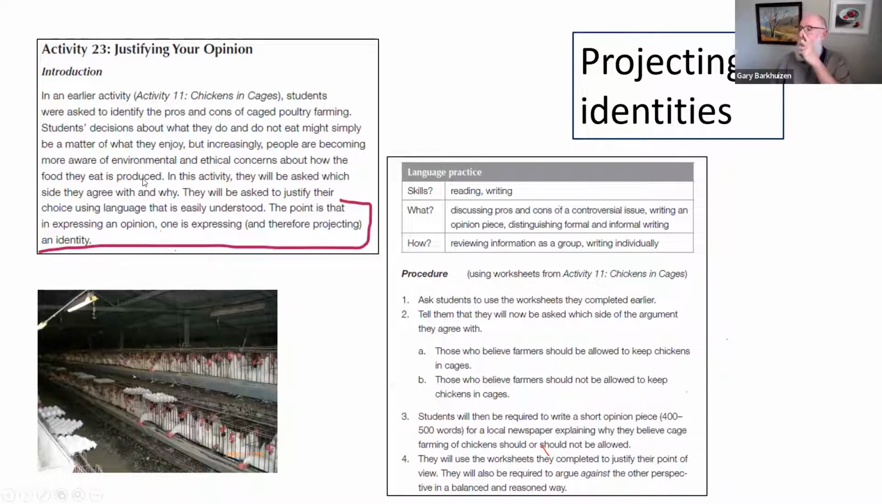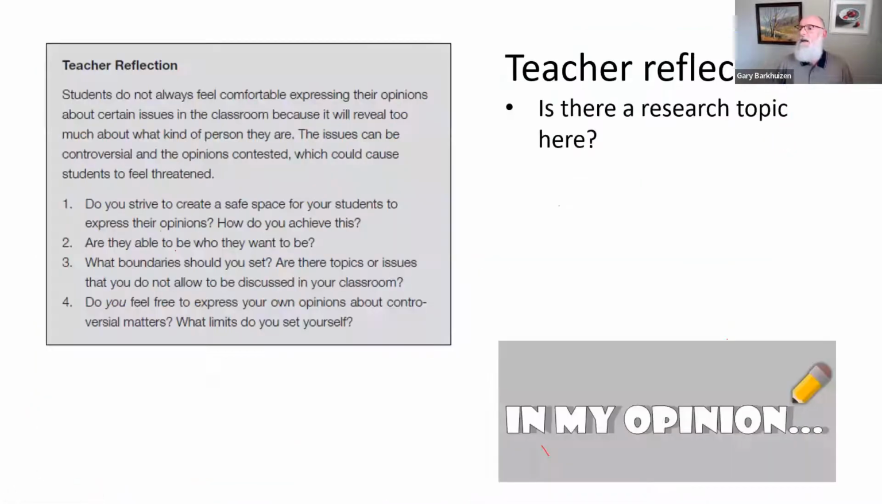In this activity, they've got to say which side of the argument they agree with and why, and then they've got to write a short piece. As you can see down at number 3, students will then be required to write a short opinion piece, 4,500 words, for a local newspaper, explaining why they believe caged farming of chickens should or should not be allowed. So this is a more advanced activity, also communicative in the sense that it's writing a sort of functional piece for a local newspaper or a web page, or whatever the case may be. But this time it's projecting identities.